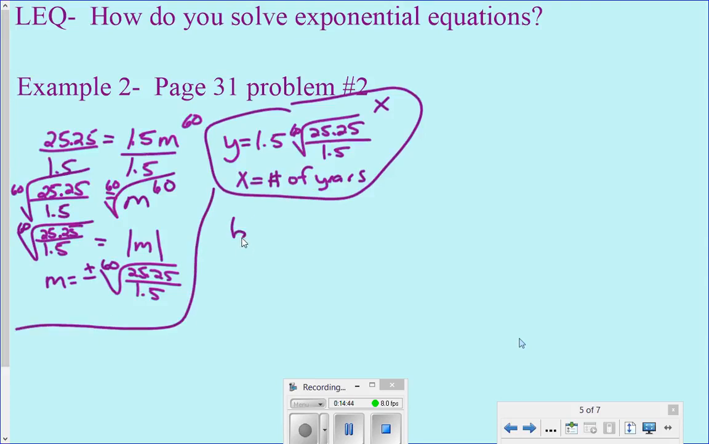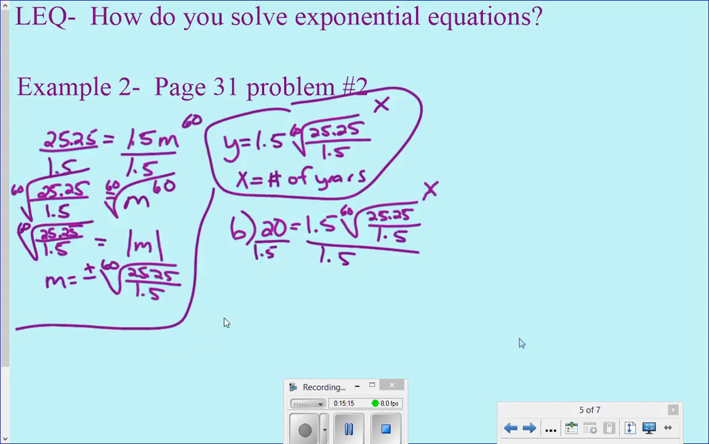Okay, next part is B. So B says, use your equation from part A to answer the question, how many years ago was that dinner worth $20? So hopefully you're realizing you want to substitute 20 in for y. Okay, I don't know x. So I'm going to first divide by 1.5. That comes out repeating, so I'm going to leave it exact, not round it.